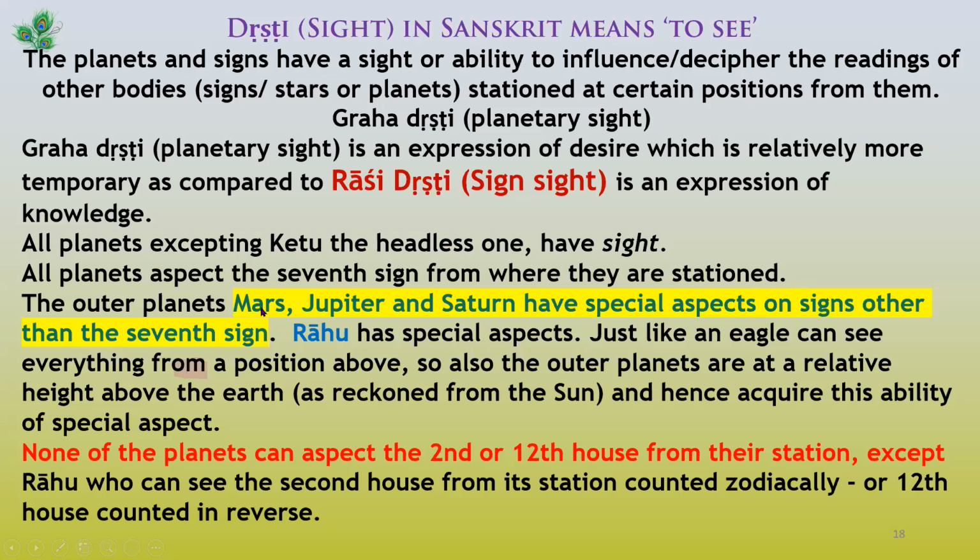And the outer planets, Mars, Jupiter, and Saturn, have specific aspects on signs other than the 7th sign. So in addition to the 7th sign, which all the 8 planets from Sun to Saturn and Rahu aspect, of course, there are percentages given, which I'm not going to cover. But what I'm going to do is make a chart of how much Pada Drishti each of the planets have, and put it on both the groups.